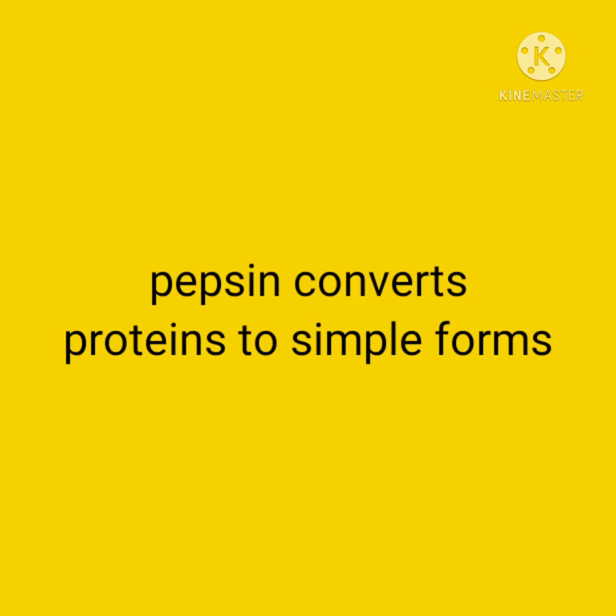Digestion of carbohydrate or starch has already started from the mouth. The digestion of protein starts from the stomach. By the action of this pepsin, the protein is digested into a simple form.